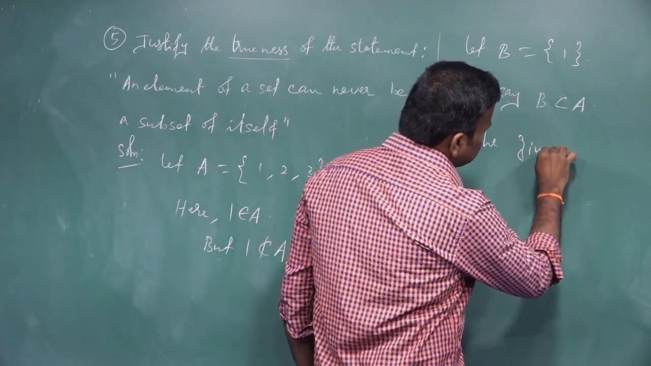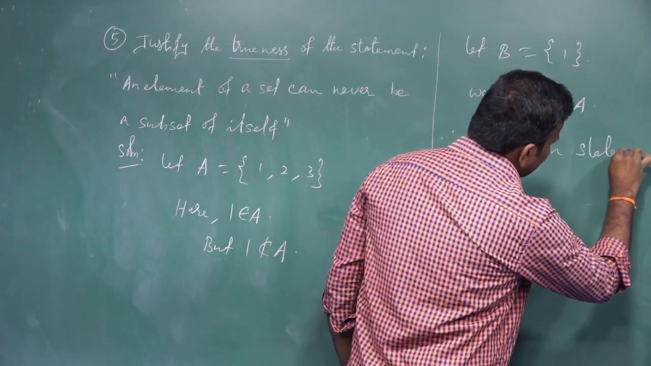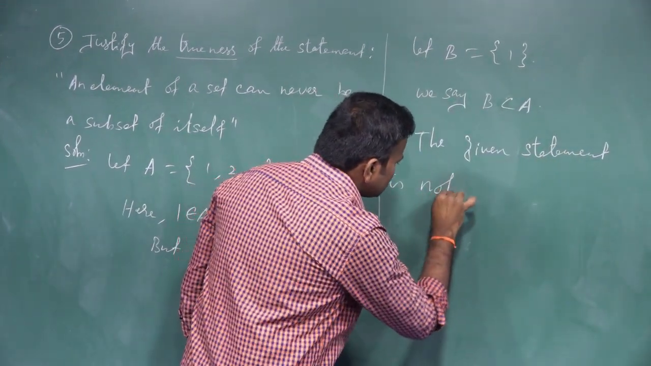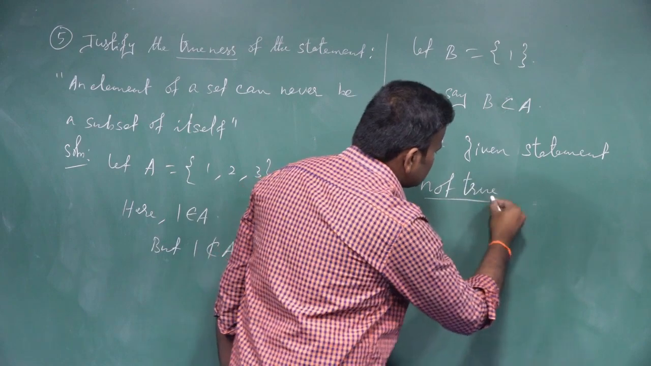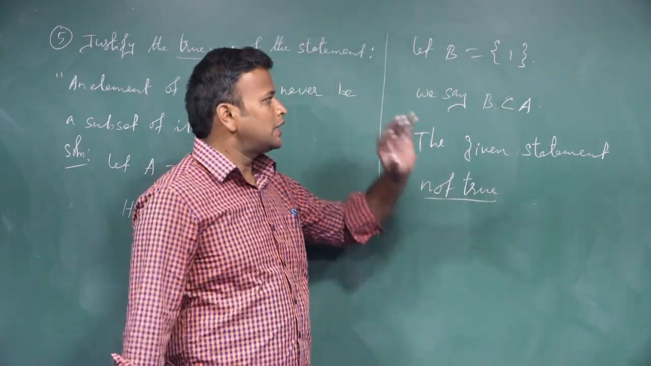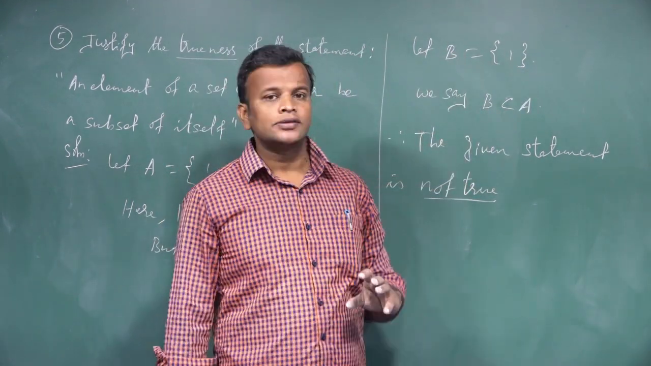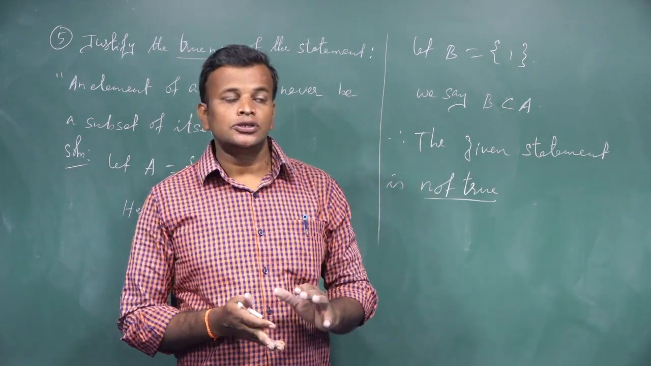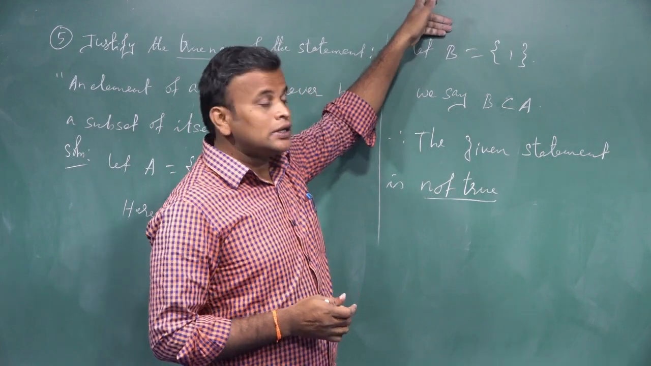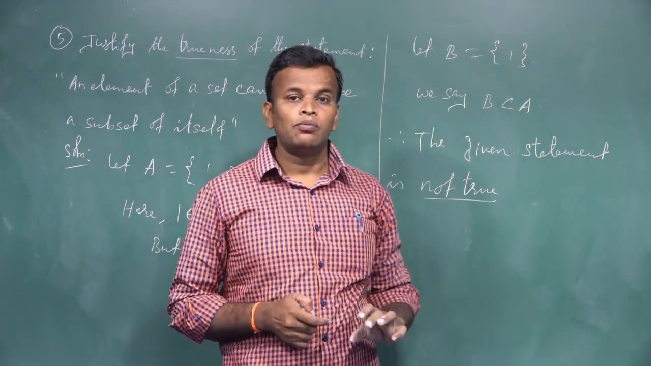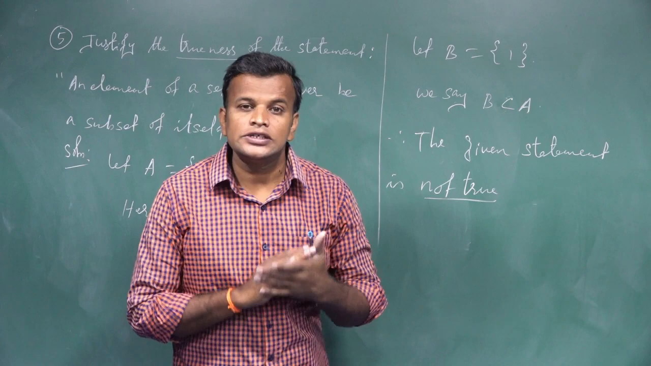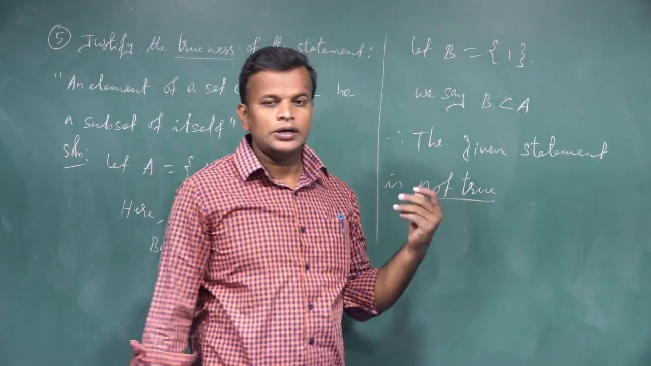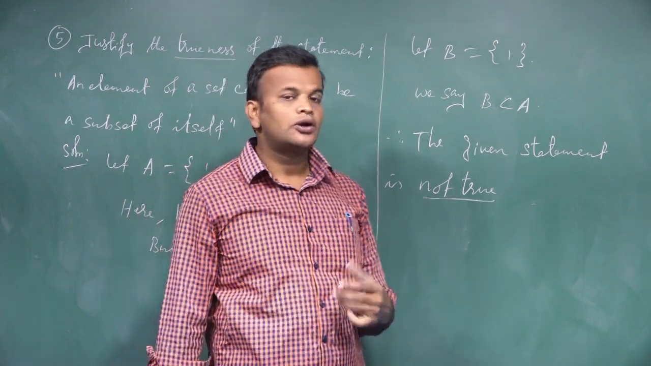Therefore the given statement is not true. A set has some elements, and an element is not a subset, it is actually an element. So we can form one more set. That set is a subset of the given set, but the element cannot be a subset of the given set. Therefore, we write that the given statement is false, or the given statement is not true.